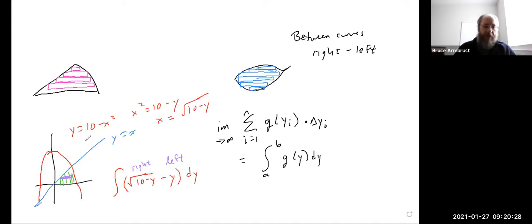All right, so we still need to figure out our bounds. Our bounds now are on y, so we need to know how far we are going up and down to get this region. The lower bound is going to be 0, because that's the bottom of this. And then the upper bound is going to be at this intersection point. So you would take 10 minus x squared and set it equal to x. Or alternatively, you could take the square root of 10 minus y and set it equal to y. Either way, you would solve this thing for x.